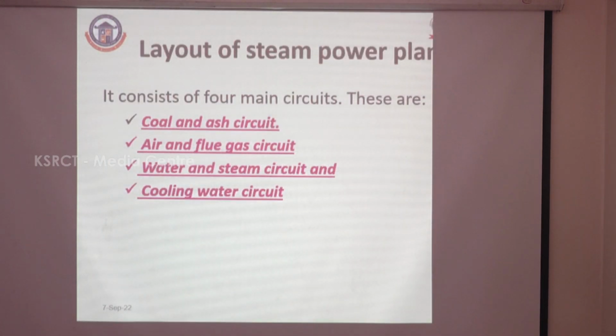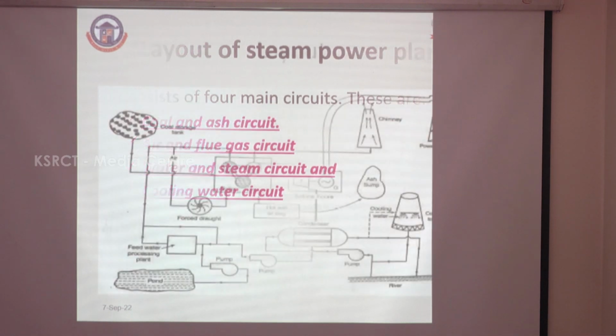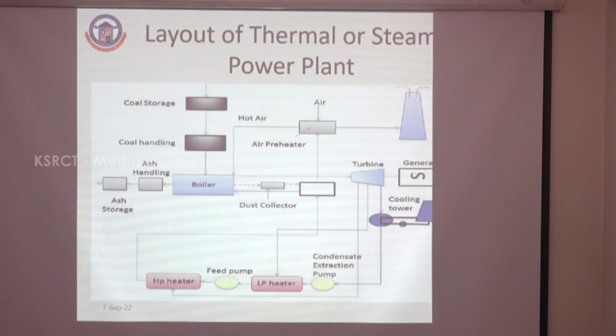Finally, cooling water circuits. I will explain about the cooling water circuits. The cooling tower is installed in any type of power plant. 27% of the land is needed for the cooling tower in this type of power plant. The cooling tower is of two types: one is open type, the second one is closed type.